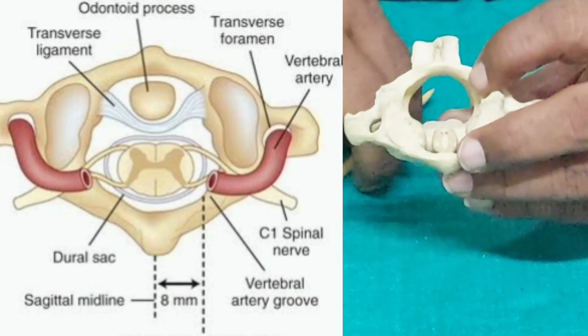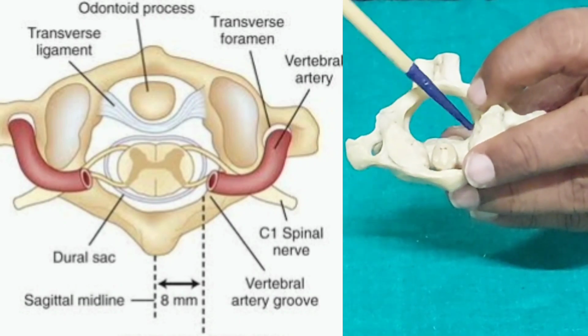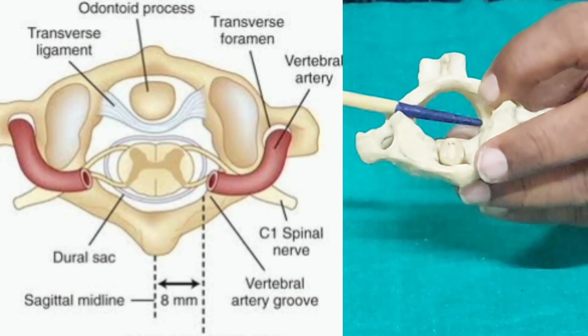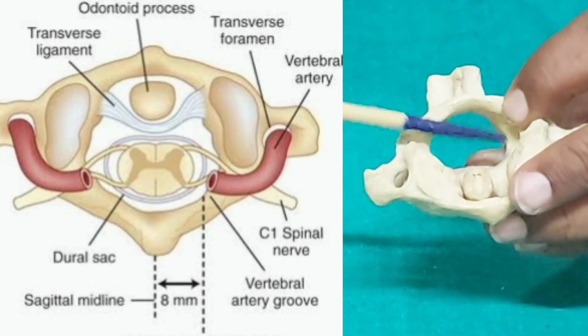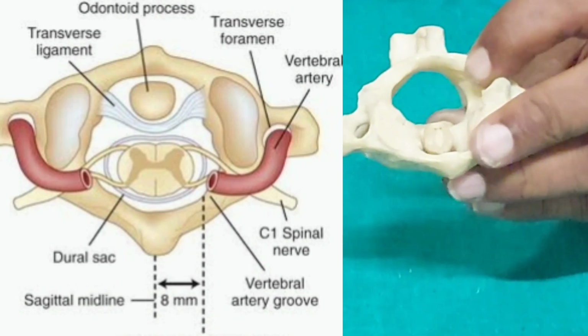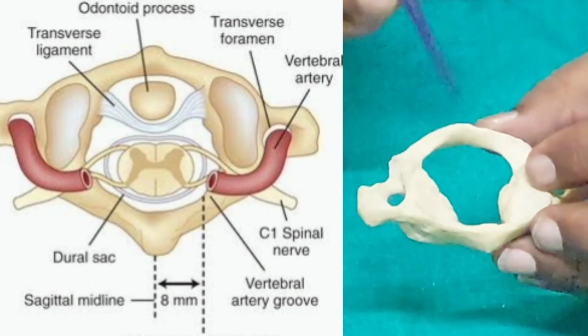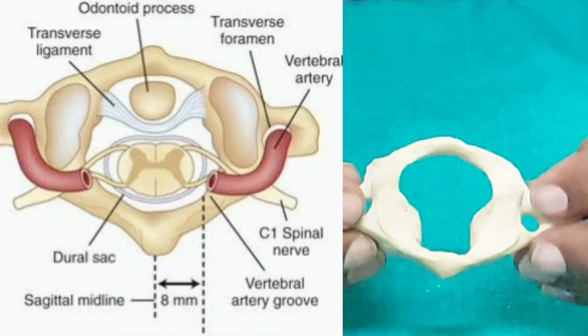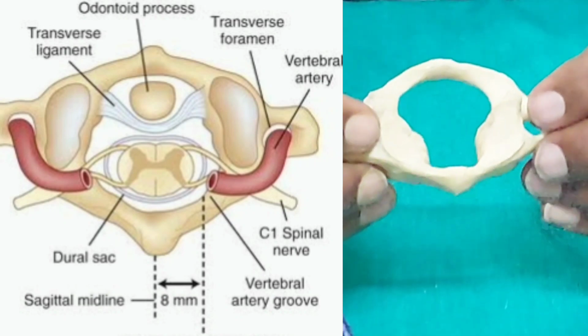This is the dens. Here is the ligament from this tubercle to this tubercle. So this is the ligament. The dens of the axis lies in front of the transverse ligament of the atlas. Then what is the average distance between these two tubercles on the medial surface? It is about 16 millimeters.